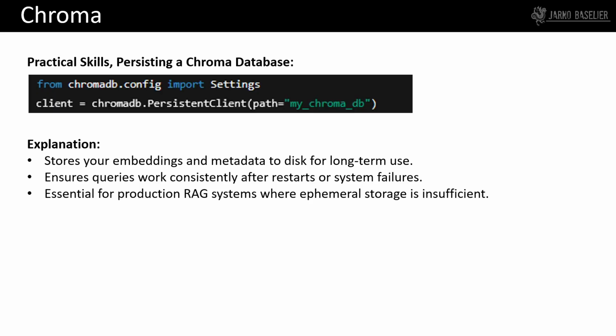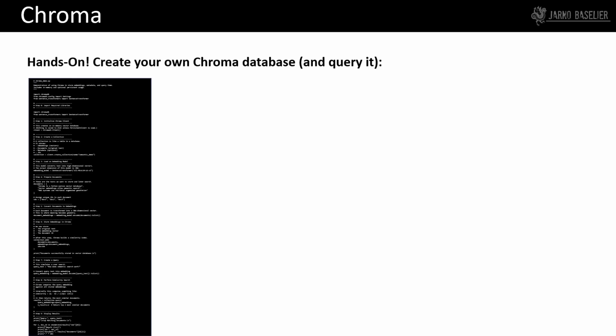Then persisting a Chroma database. We have the Chroma DB persistent client function. This way we store our embeddings and metadata to disk for long-term use. This ensures queries work consistently after restarts or system failures, and this is essential for production RAG systems where ephemeral storage is insufficient. And down here we have another Chroma database hands-on demo.